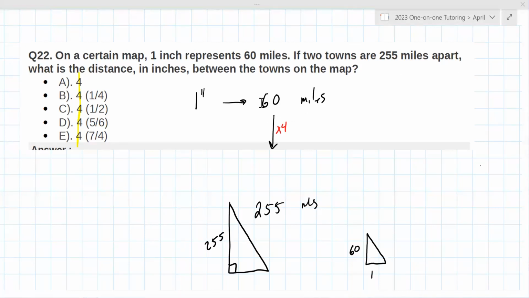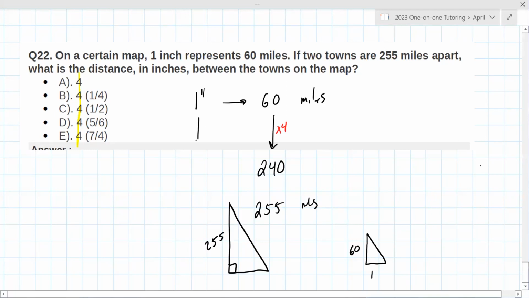And if you're not sure, you can take the 6 and multiply it by 4 and put a 0 on at the end. 240. 240. So that's the 4 inches. Okay. But now how many miles are left over? How many miles do you still need to go?